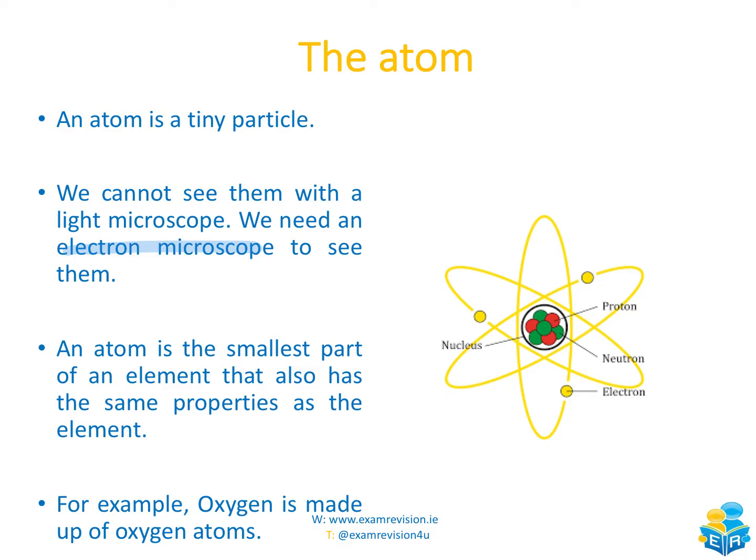So all of our elements are listed on the periodic table. Okay, and all of the elements that are on that periodic table are composed of atoms. Okay, so for example, the element oxygen is composed of oxygen atoms. Fluorine is composed of fluorine atoms. Chlorine is composed of chlorine atoms. Okay, these atoms, they're the smallest part of that element, but they have all of the same properties as that element. So all of the oxygen atoms in the oxygen element, they have the same properties. All of the carbon atoms have the same properties as the element carbon, and so on. Okay, so for example there, oxygen is made up of oxygen atoms.